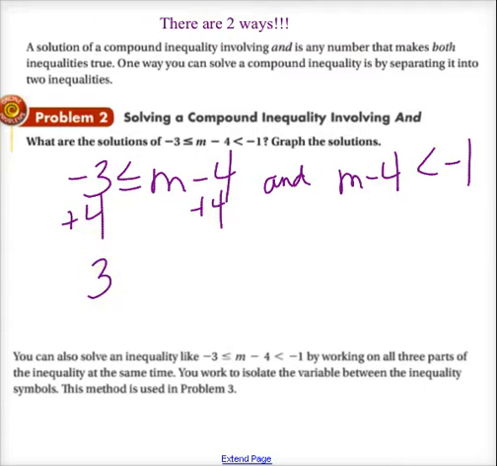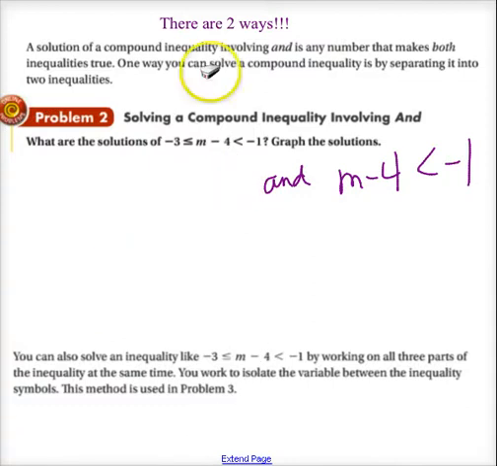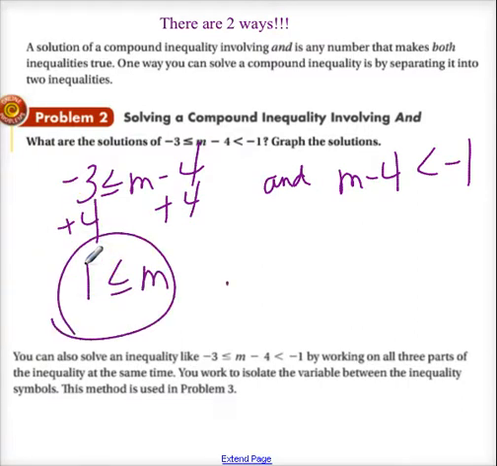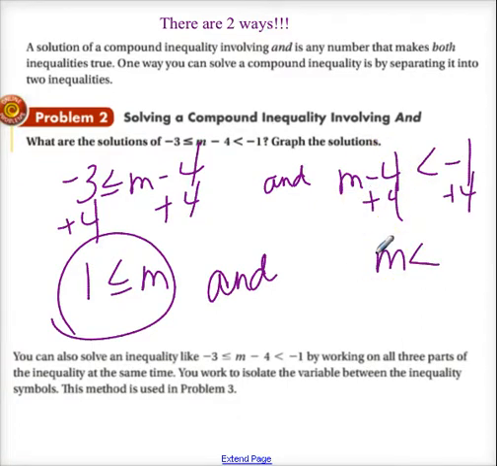Negative 3 is less than or equal to m minus 4. I'm adding 4, adding 4. 1 is less than or equal to m, and add 4 to both sides. m is less than 3. So there's my two inequalities.